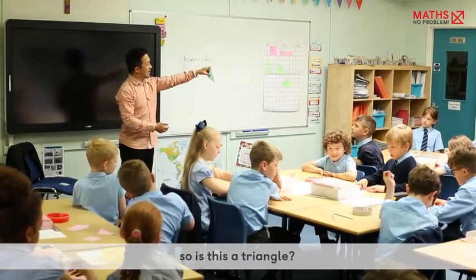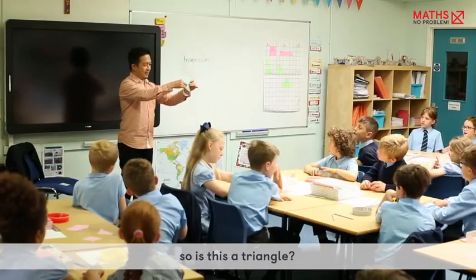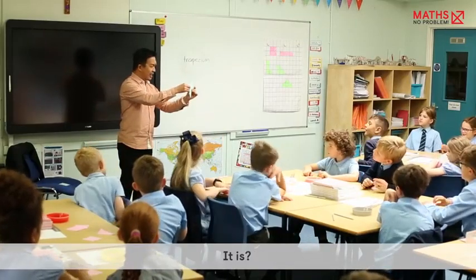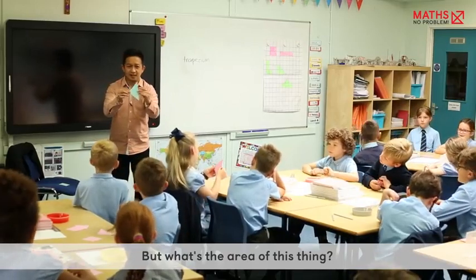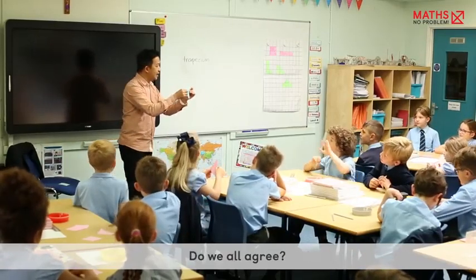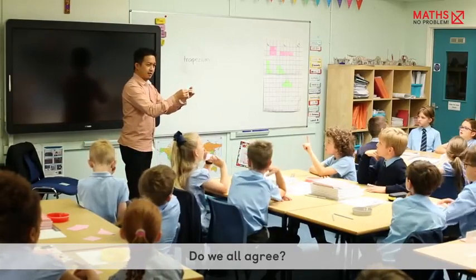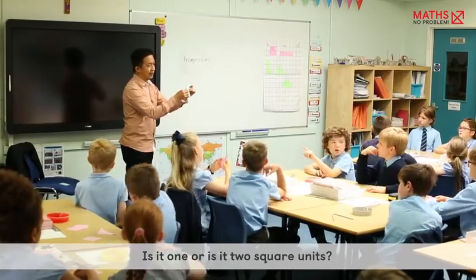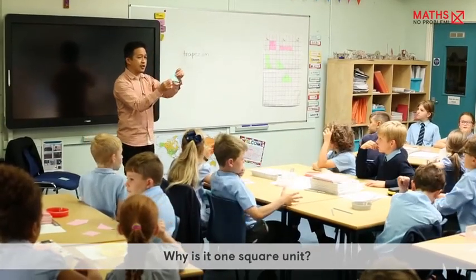Triangles need to have 3 sides. So is this a triangle? It is? But what's the area of this thing? It's 1. Do we all agree? Is it 1 or is it 2 square units? Why is it 1 square unit?